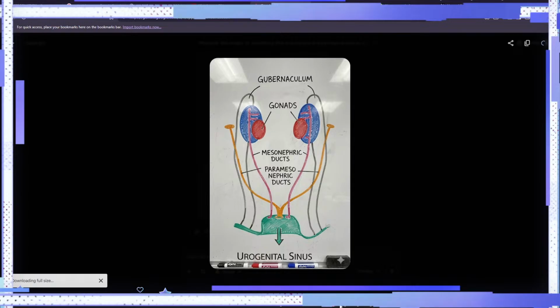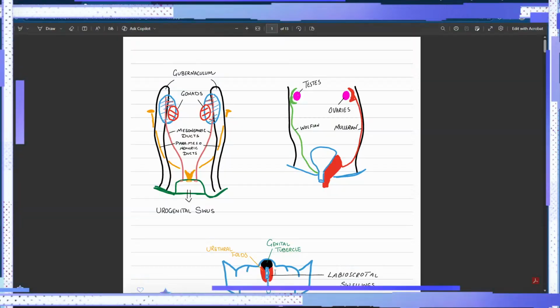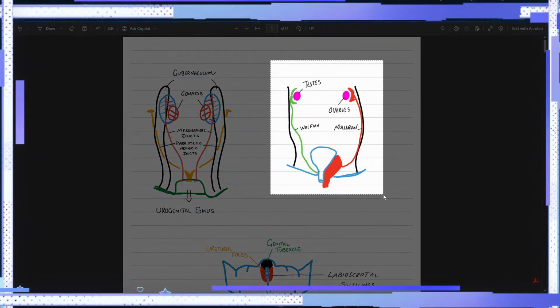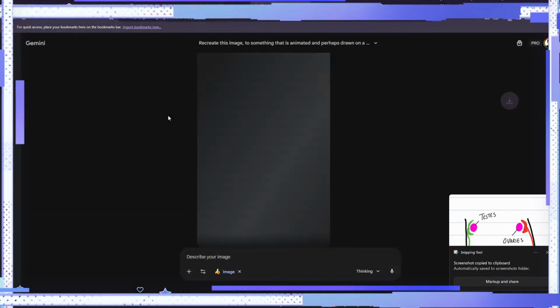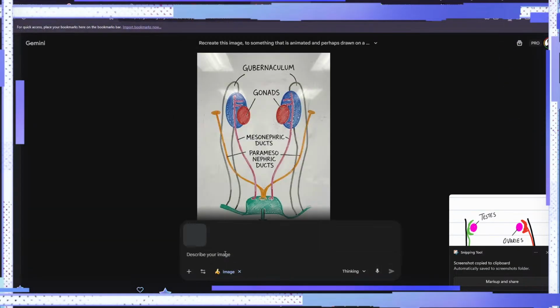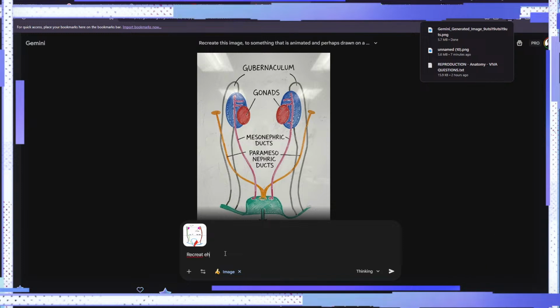Let's do the same for the other diagrams that we have as well. Like this one, right? Very simple structure here. Take a screenshot, save that, smash it in, recreate this as well.